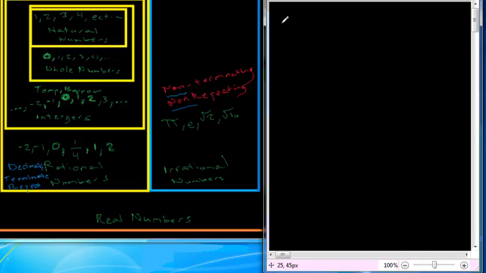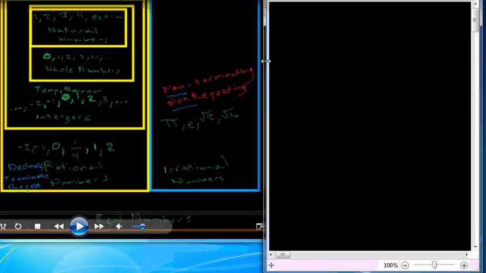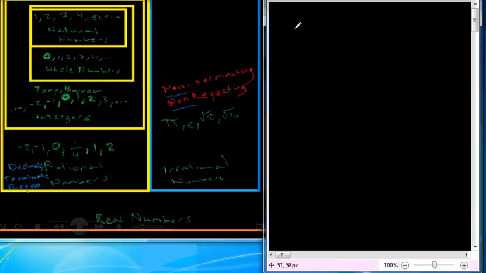Let's look at number 15 here. Number 15 said, find a number that's between 7 and 3/5 and also 7 and 4/5. So 7 and 3/5 and 7 and 4/5.